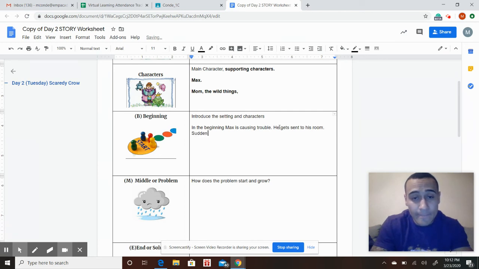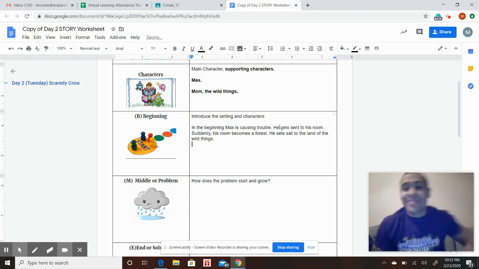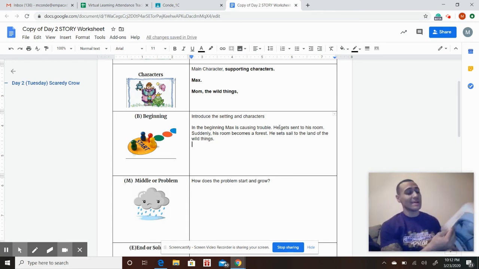Suddenly, his room becomes a forest. He sets sail to the land of the wild things. It really is a long introduction, but it's a pretty long story, and it also tells you all the important things that have happened so far.